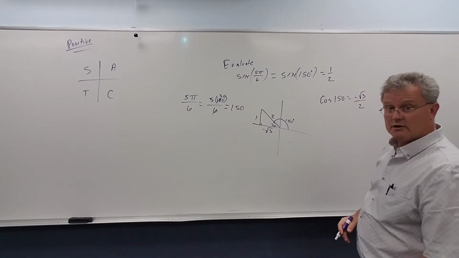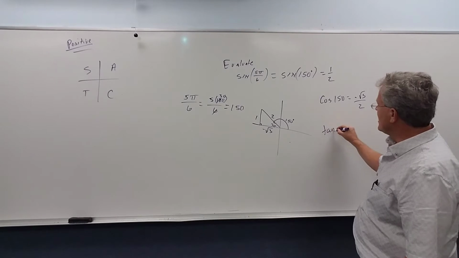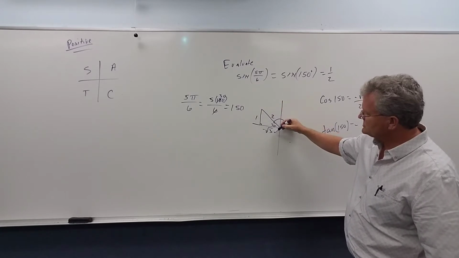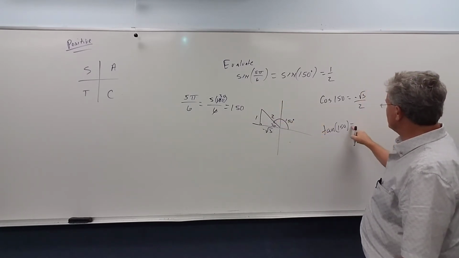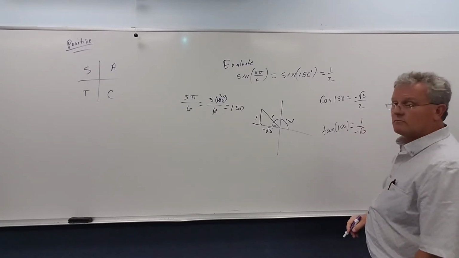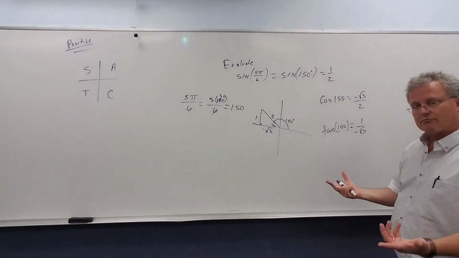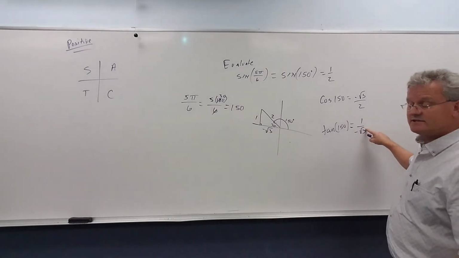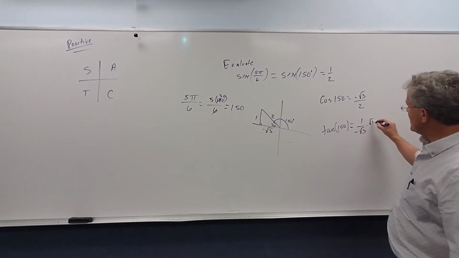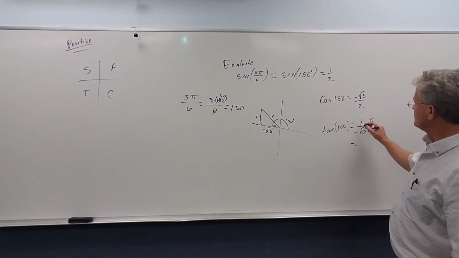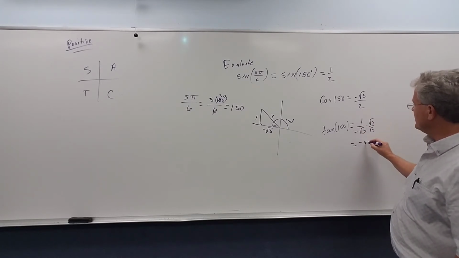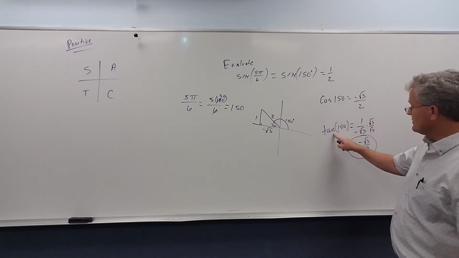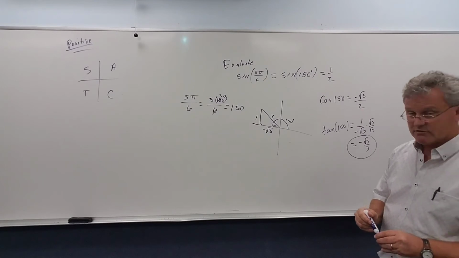Yeah? What about tangent of 150? Well, tangent is opposite over adjacent. We get 1 over minus root 3, which is the same as negative 1 over root 3. Now, most instructors and teachers like the denominator to be rationalized. To rationalize this, just multiply by root 3 over root 3. So we get minus root 3 over 3. So if you want your answer with the rationalized denominator, this answer would be minus root 3 over 3.